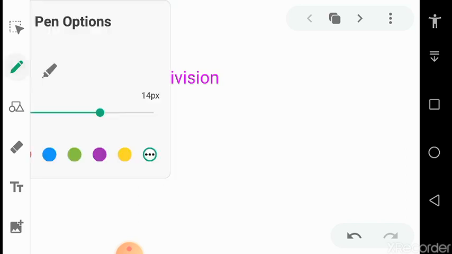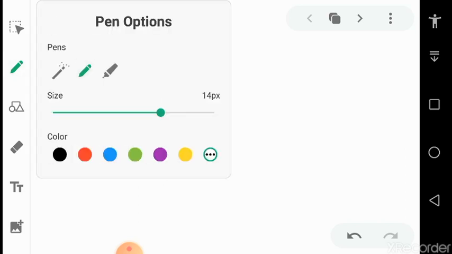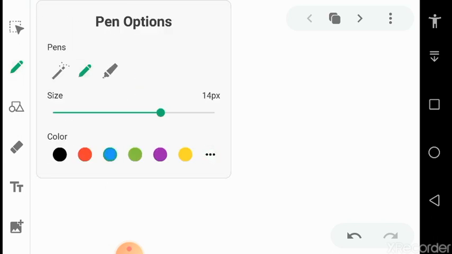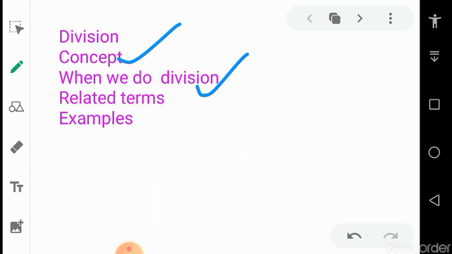I will tell you the concept of division and when we use the division process. Okay, it means we will decide whether it is multiplication or division. If by mistake we do division, then our whole process and the answer will be wrong. So it is very important to determine whether it is division or multiplication.